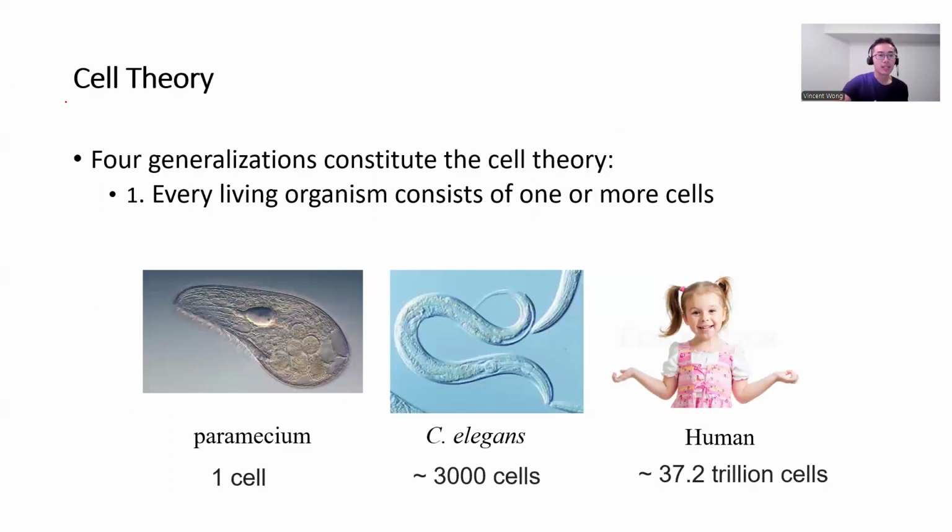Let's talk about the cell theory. The cell theory has 4 parts to it. 4 generalizations make up the cell theory. First statement: every living organism consists of 1 or more cells. If something has a single cell, then we call them unicellular.